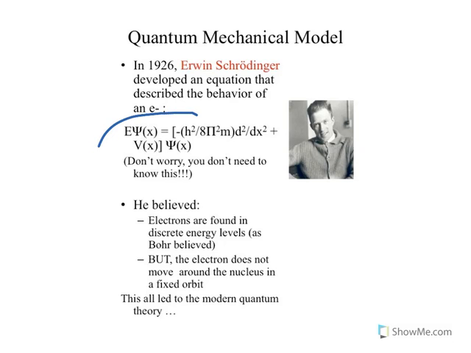And this is the mathematical formula for that, and you don't need to worry. That is not something you're responsible for, but I thought it would be interesting to show you the mathematical equation, at least a part of a wave function. Schrödinger and Heisenberg believed that electrons are found in discrete energy levels, as Bohr did. However, the electrons don't move around the nucleus in a fixed orbit. They are actually clouds of probability of finding the electron, which led to what we now call the modern quantum theory.